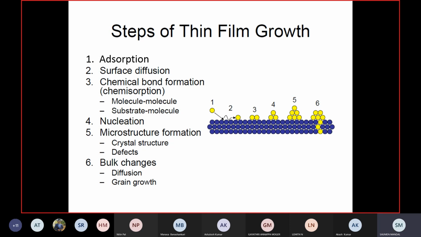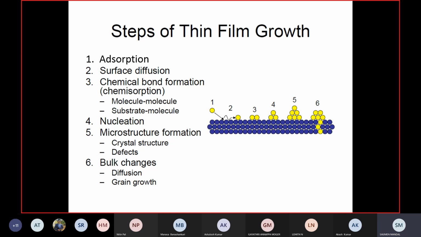Is it clear why 3 XRD is required? Is it clear? Yes, sir. Okay, because this time in the exam I'll ask some questions like this, practical questions. Then the last stage is bulk changes.